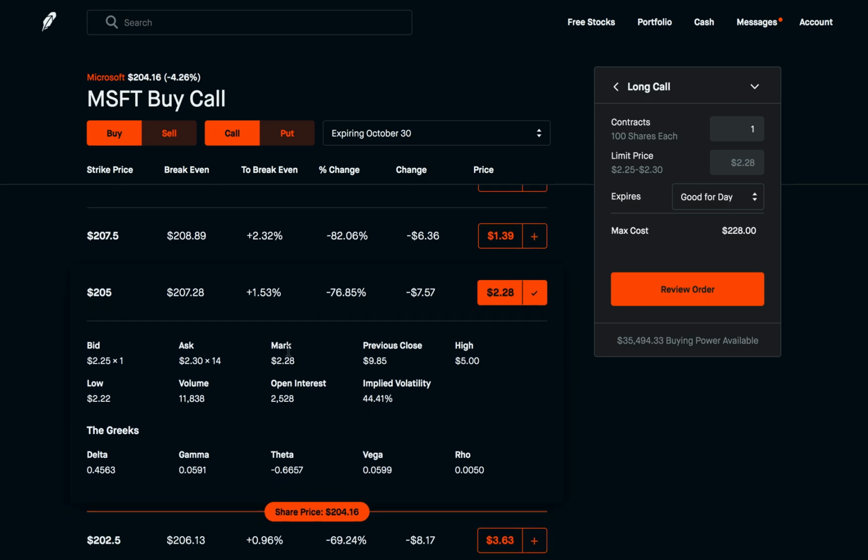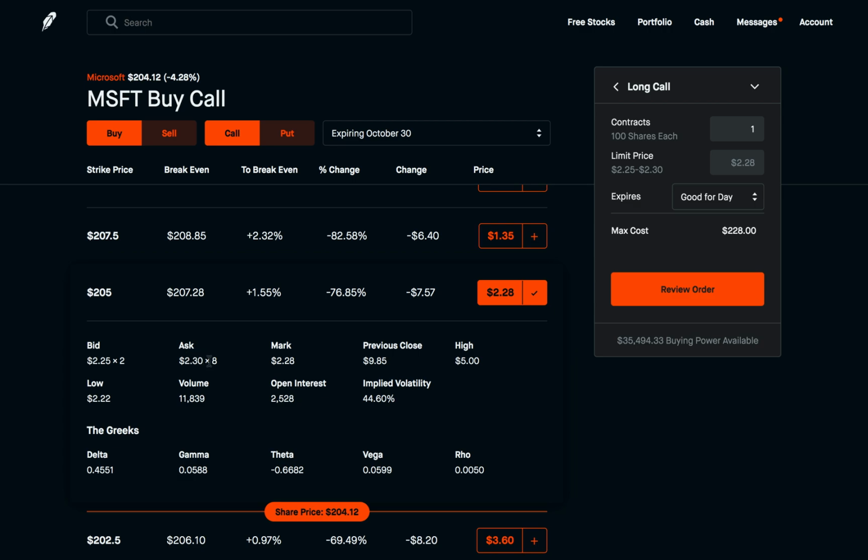And Robinhood actually has this here. If you click on the option, the mark is basically the midpoint between the bid and the ask. Now, a couple of other things that you can notice on here is that this is actually going to show you how many contracts are available right now at a particular bid and a particular ask.